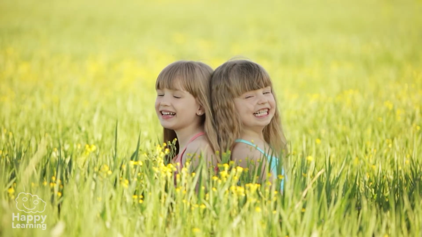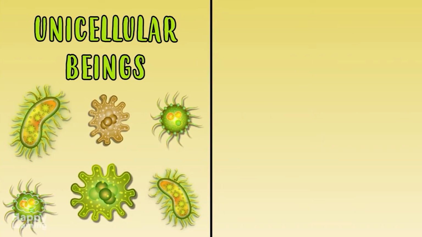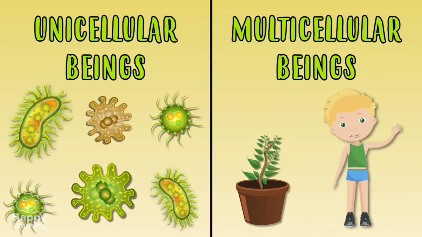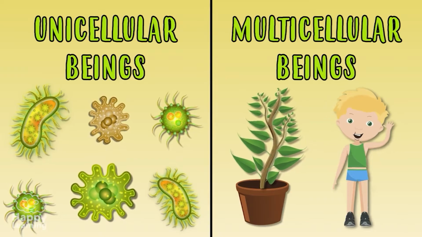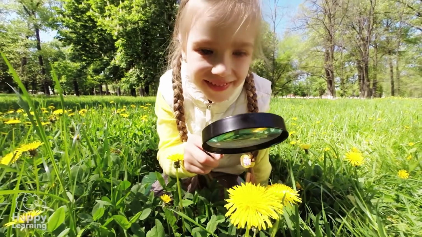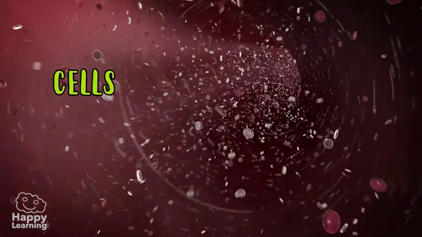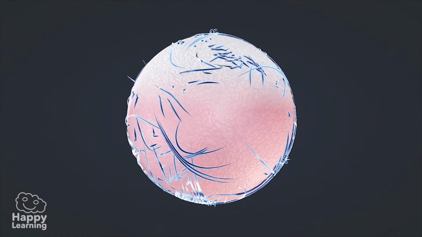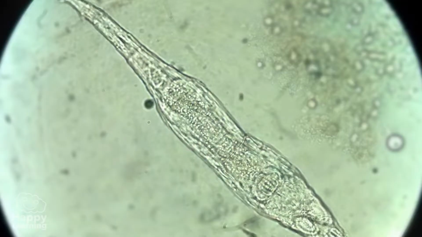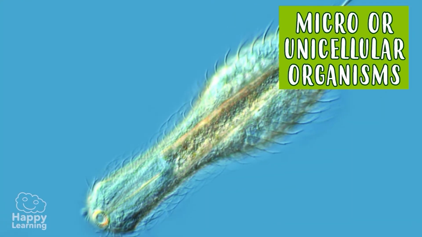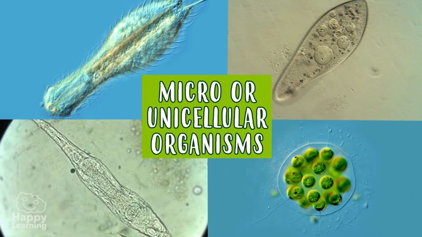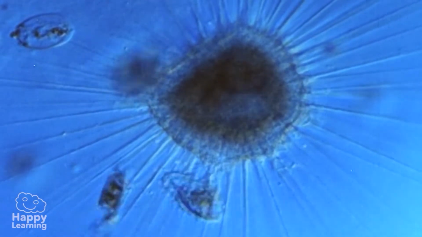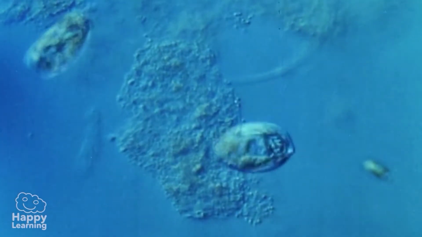Today, we're going to learn about unicellular and multicellular living organisms. We already know that all living beings are made up of cells, but many of them are formed by a single cell. They are called micro or unicellular organisms. Although they are very simple organisms, they live independently. That is, they perform all the vital functions by themselves.